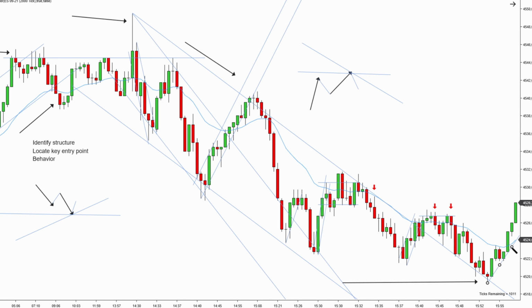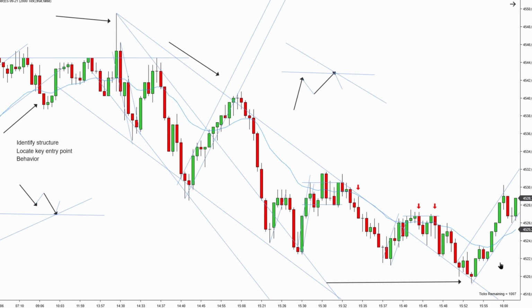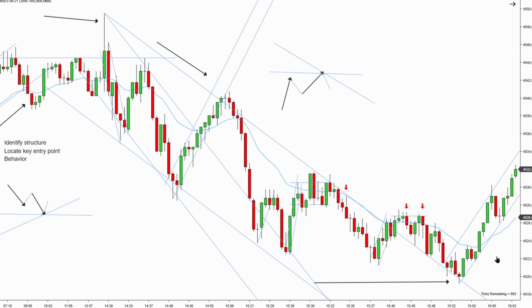So what does that mean? Market is reversing. We're working higher. We have a first entry short, failed, and price keeps working higher. Okay, structure, reversing, locate key entry point. I got the short on trend line behavior. I don't have a high probability setup yet. This is just a first entry short and first entry long.